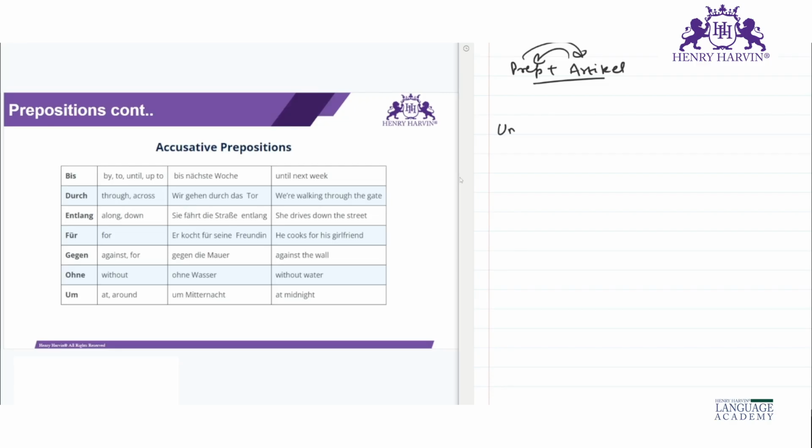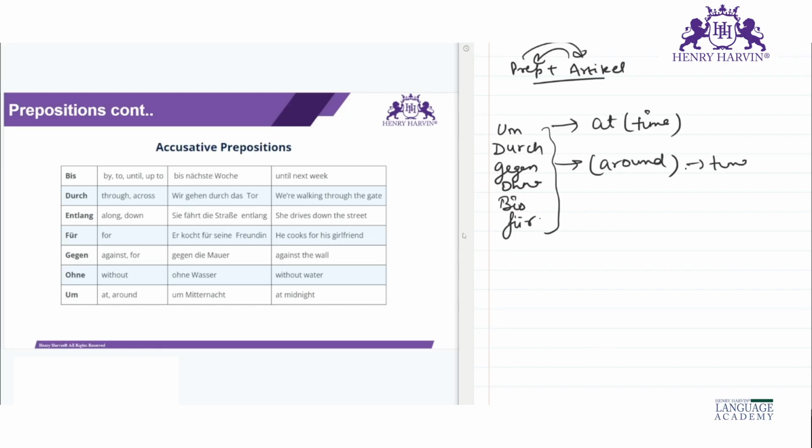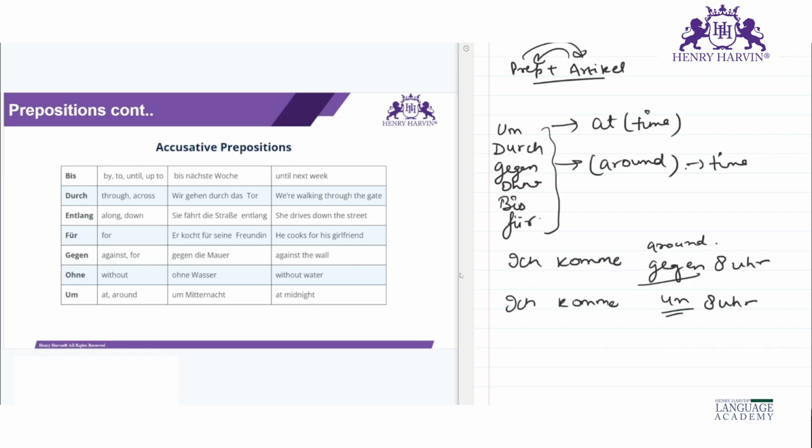Here the important prepositions are durch, gegen, ohne, bis, and für as well. Now there is some combination in um and gegen. Um is used for at a time, but gegen is also used for time as around. This is specifically for time. So for example, if I say ich komme gegen 8 Uhr, that means I come around 8 o'clock. But if I make the same sentence ich komme um 8 Uhr, that means I come at 8 o'clock. So these are specifically for timing.